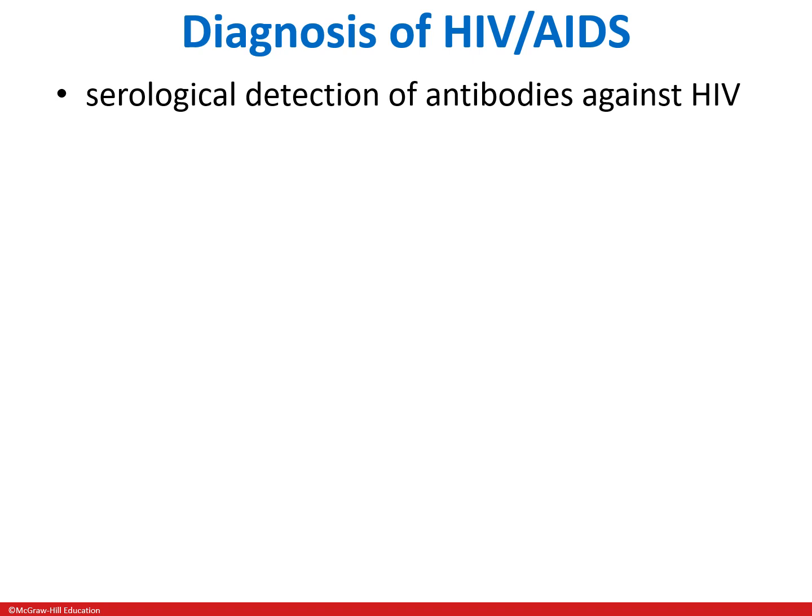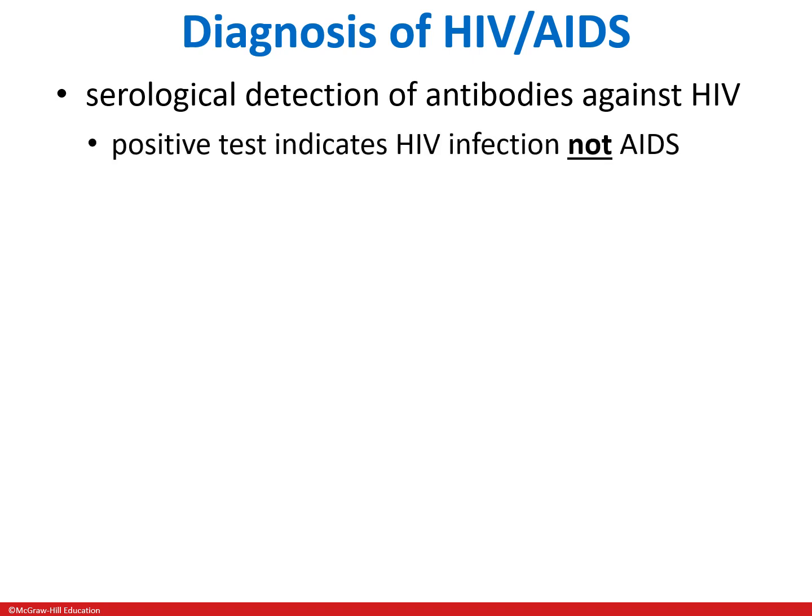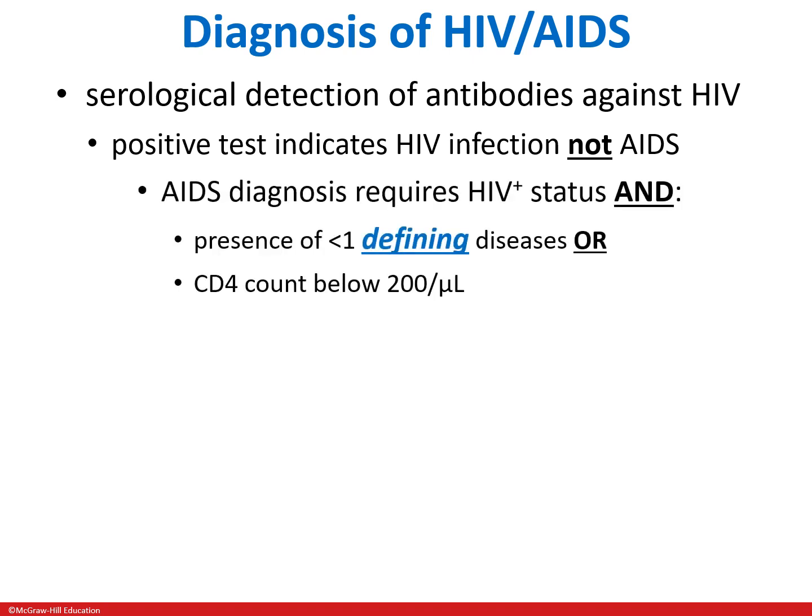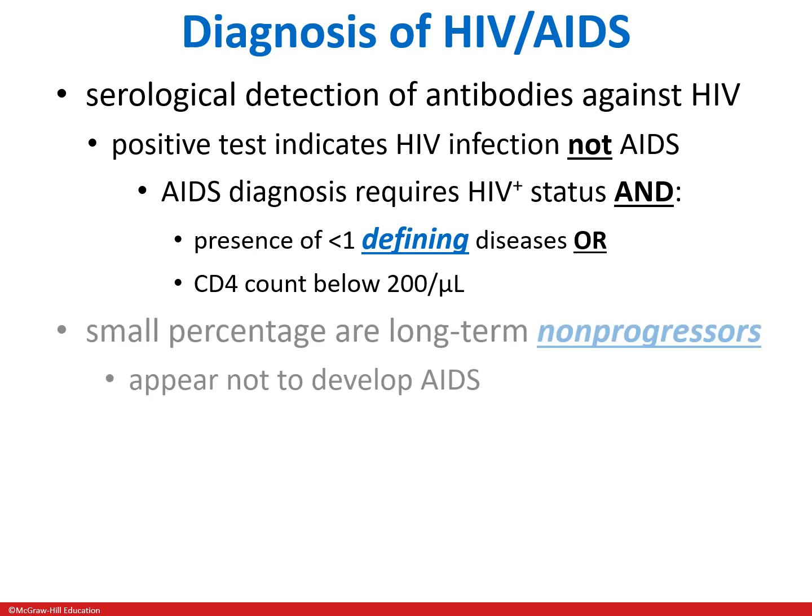So again, diagnosis of HIV requires detection of antibodies against the HIV virus. But just testing positive for HIV does not indicate AIDS. You have to have the combination of criteria. So you have to be HIV positive and have the presence of one or more defining diseases, which is what we refer to as those opportunistic or secondary diseases, or HIV positive status plus a CD4 count below 200 would be how we diagnose them as an AIDS patient.